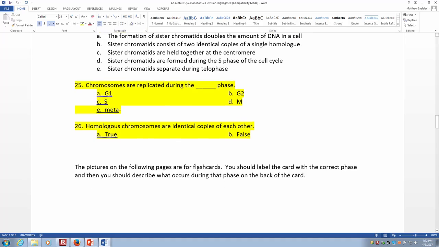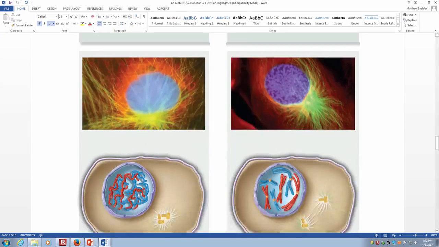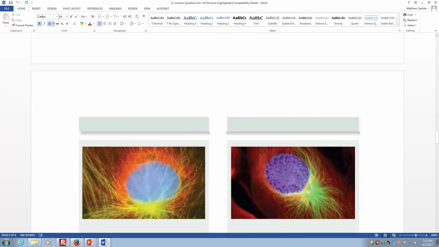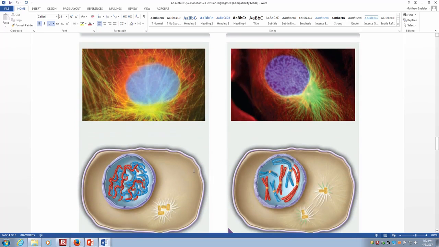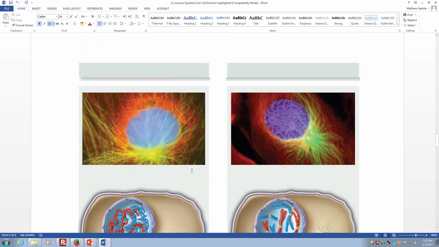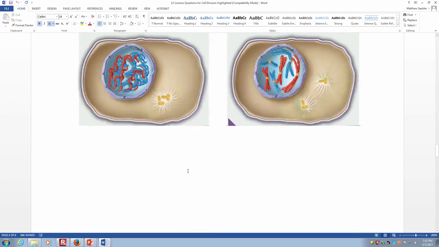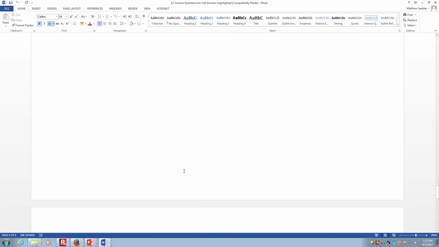And then I just want to point out again that on these lecture questions, I put flashcards here for you where you can label the phase of the cell cycle, and then on the back of the card, just write down the different events that you need to remember for each of those phases of the cell cycle. Do you guys have other questions within these lecture questions that you want to go through?